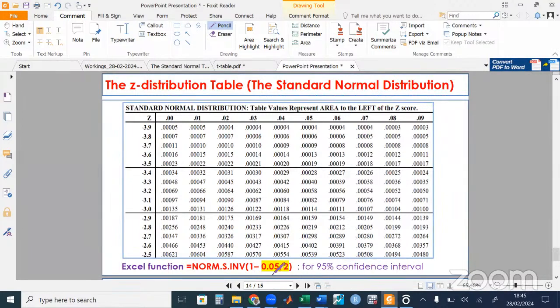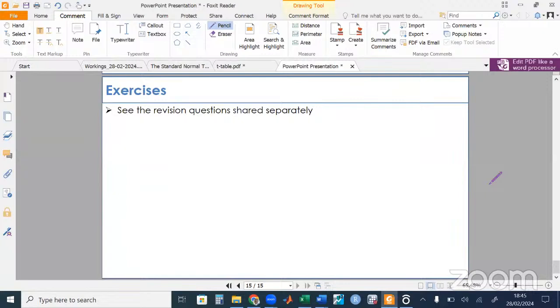If it's 99%, you just need to put here 0.01 divided by 2, because the alpha there is 1%, which is 0.01, but then you divide by 2. So I've given you all the formulas you will need so that you don't struggle going back to the table. As long as you have Excel, you can comfortably work with it. That is just good information for everyone to try things out. Otherwise, there are questions I've uploaded on the e-learning for your own practice and exercises.